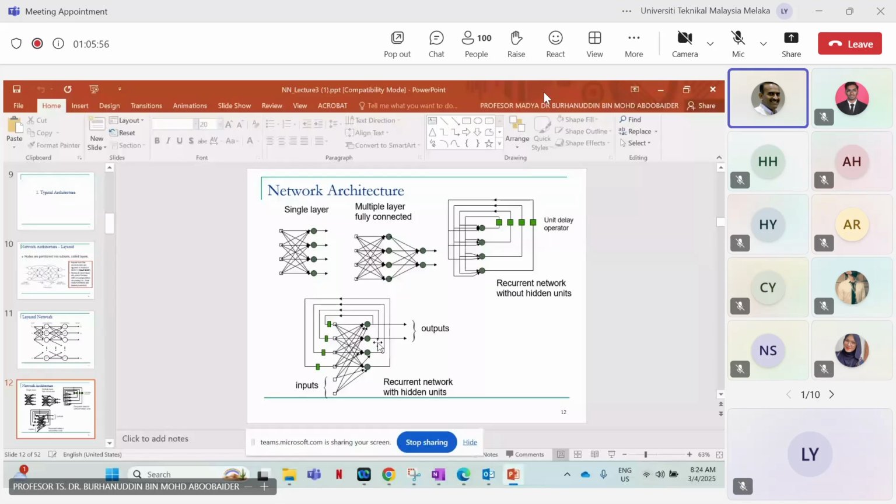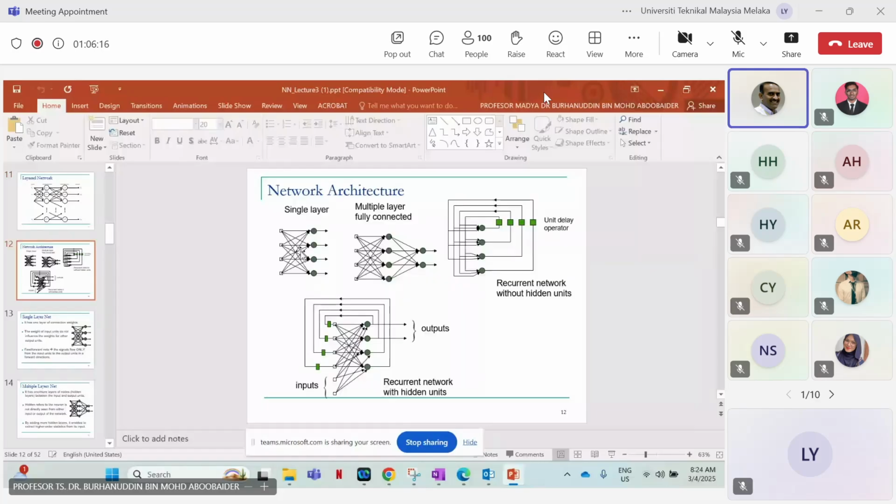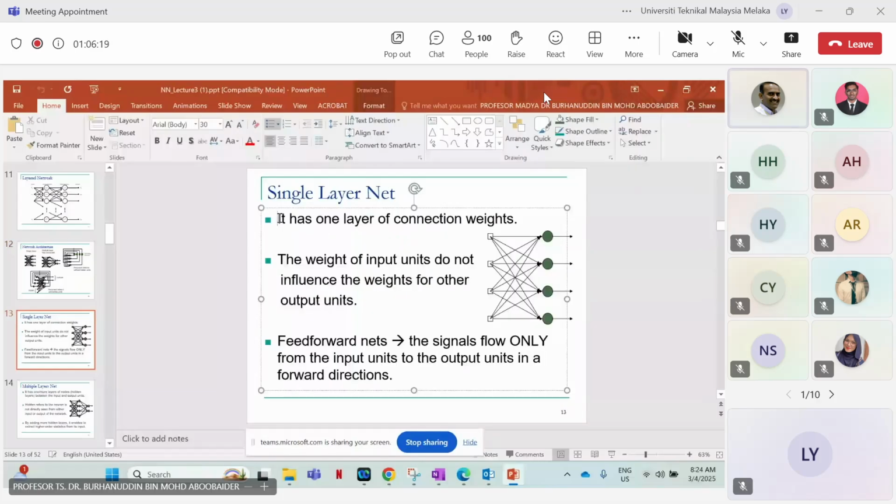All right, are you with me, class? Can you see this architecture? Yes, Prof. All right, so this is the single layer net. You can see there are many types of layers. In a single layer, it has one layer of connection weights only, and the weight of input does not influence the weight for the output units. It means you have one flow: input, with the weight, and then you fire the output. This weight is not related to the next neuron's weight and so on.